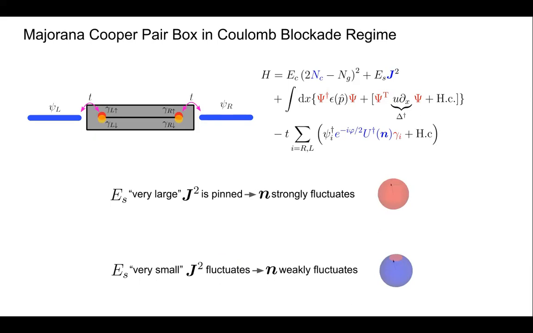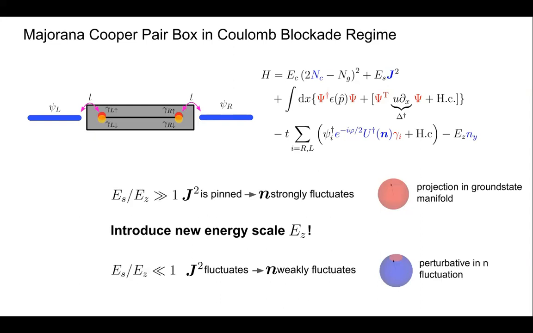So we want to investigate what the influence of ES is. We can first say, okay, if ES is very large, J is pinned and N fluctuates, so it can take values on the whole unit sphere. While if ES is very small, J squared fluctuates and N therefore only weakly fluctuates, and maybe you can just take some values around the pole. Okay, but large and small is not very physical, so what does it mean? To make it more quantitative, we introduce a new energy scale. We now add a term that polarizes the N vector, and therefore we can say, okay, if ES over EZ is much larger than 1, J squared is pinned, and in the opposite case, it is not. We also looked at this case, but I want to discuss this one here because it is the more interesting one.